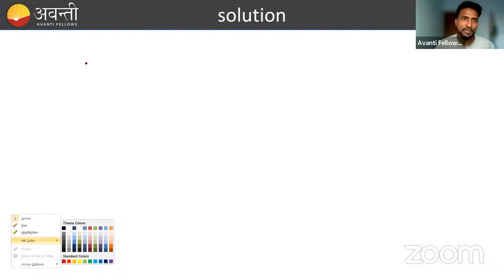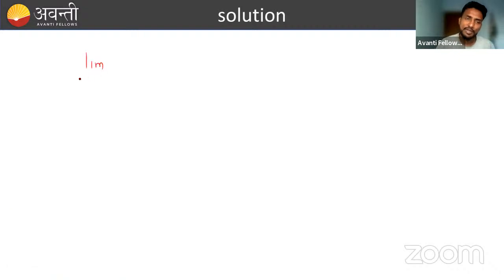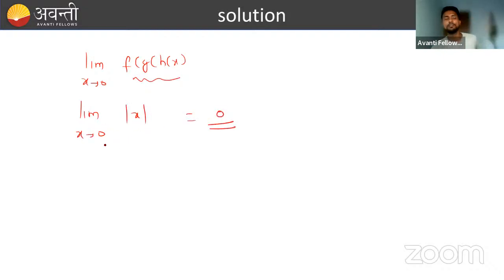What do we have to find? We have to find the limit as x tends to 0 of f of g of h of x. And what is this? This is nothing but mod x only. So if you put x tending to 0, this is 0 only.